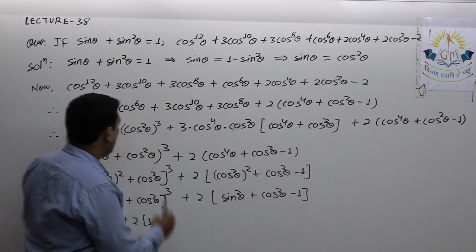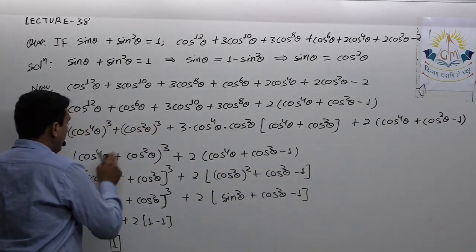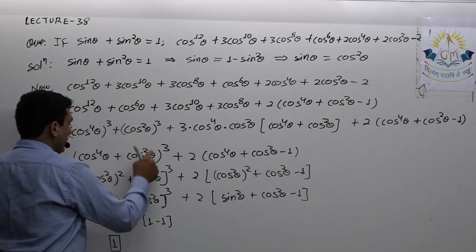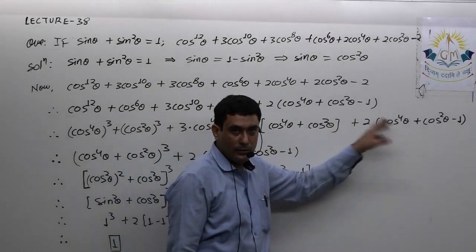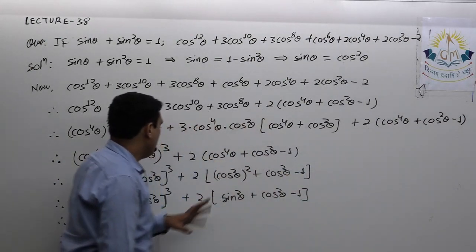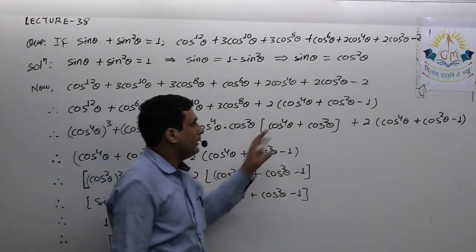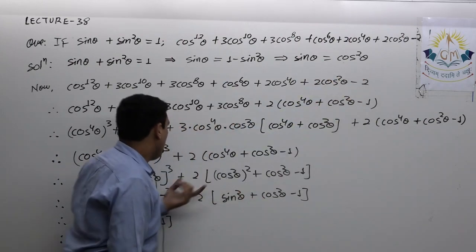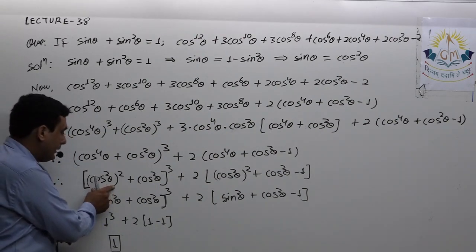So here I got these first four terms up to this in the form of (a plus b) whole cube, where a is cos raised to 4 theta and b is cos square theta, and the remaining term I took 2 common and wrote as it is. Now here cos square theta is there, and we have the value of cos square theta. So I wrote this cos raised to 4 theta in terms of (cos square theta) square.